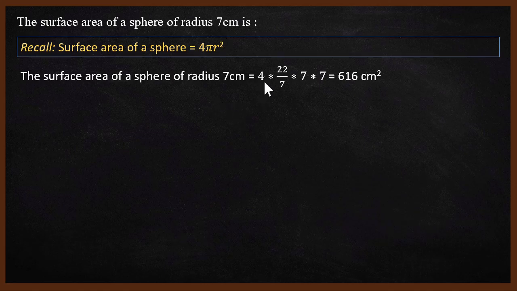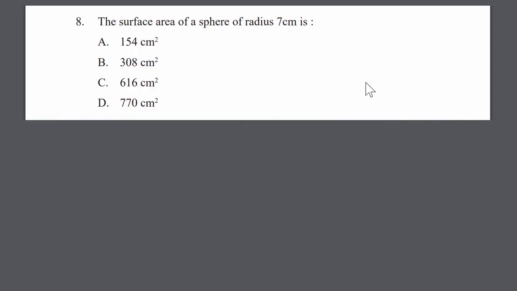So in this case, I've substituted 4 times, I've taken pi as 22 by 7. It's convenient because you have a radius of 7. And you multiply the whole thing and you get 616 centimeter square. Okay, you just need to remember the surface area formula. If you know the surface area formula, you can do this. Otherwise, you can't. So the answer in this case is C.